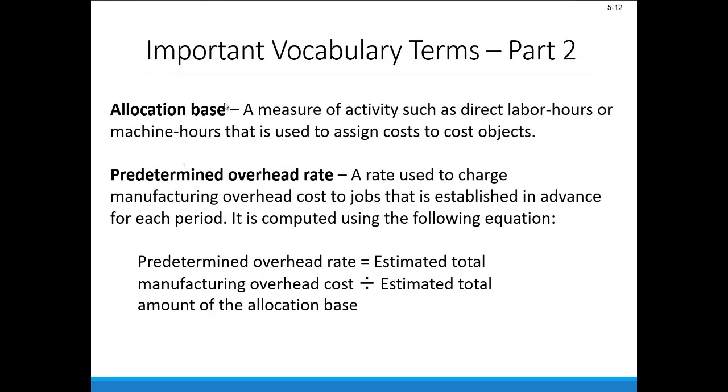Allocation base or cost driver was another term for that, is any measure of activity like our labor hours, machine hours, labor cost, and so on that we use to assign costs to cost objects. And we use that mostly in the context of our predetermined overhead rates. So remember, those rates are calculated at the beginning of a period before anything's happened, and we use those to assign overhead costs to jobs as we work on them throughout the period. We always calculate our predetermined overhead rates in the same way, by taking our total estimated overhead costs for the period divided by the total estimated amount of that allocation base or cost driver that we expect to use during that same period.